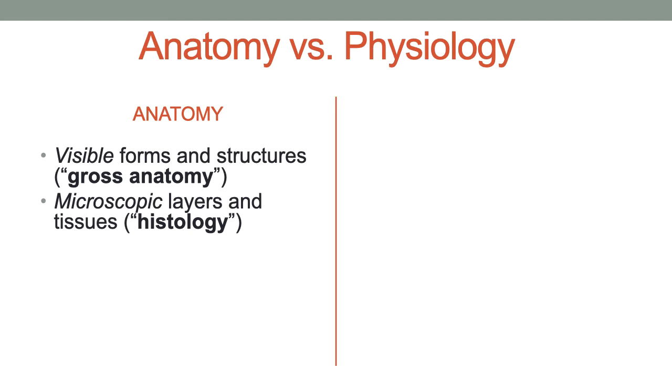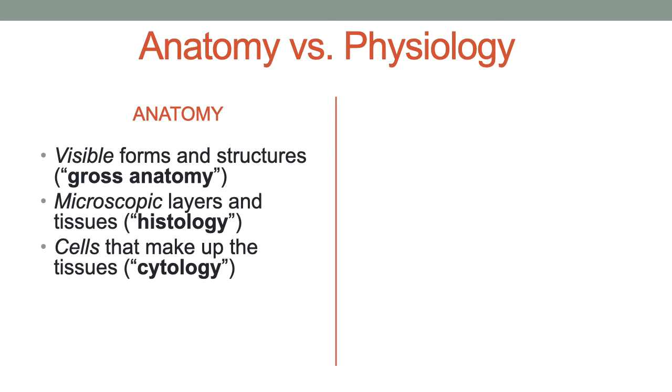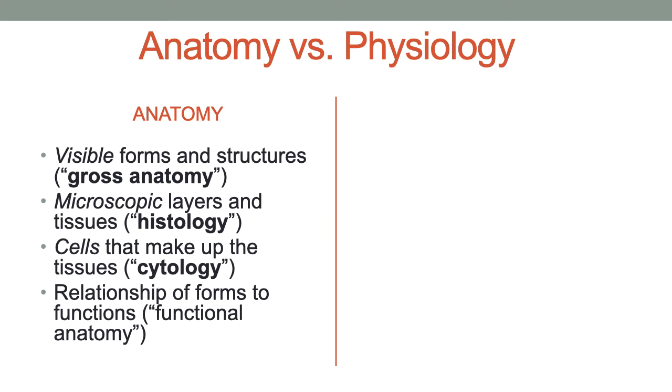So, for example, the study of tissues is histology, and the study of the cells that make up tissues is cytology. Cyto is cells, and the suffix ology means the study of. All right, so also the relationship of how anatomy appears both at the gross and microscopic levels informs its function. The relationship of form to function is going to be functional anatomy.